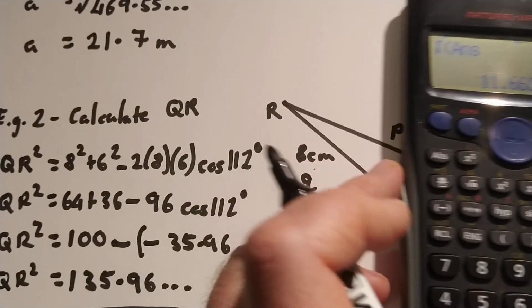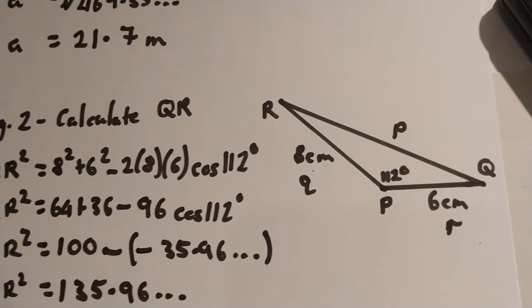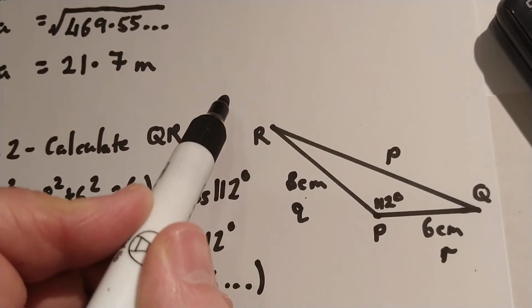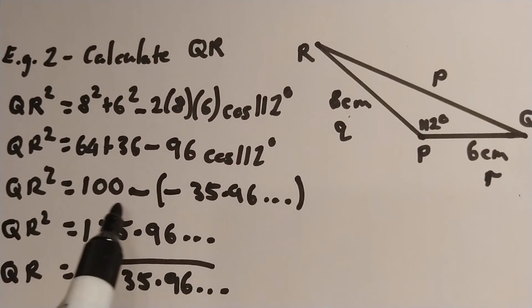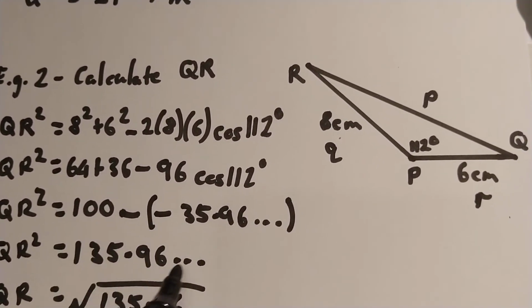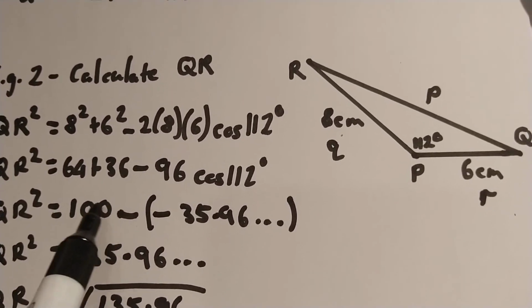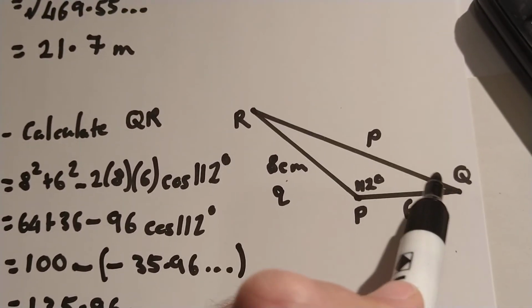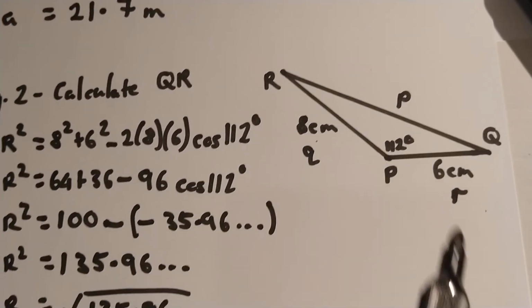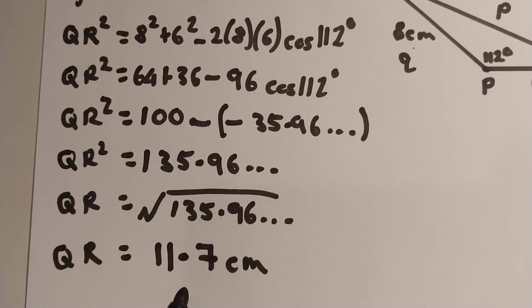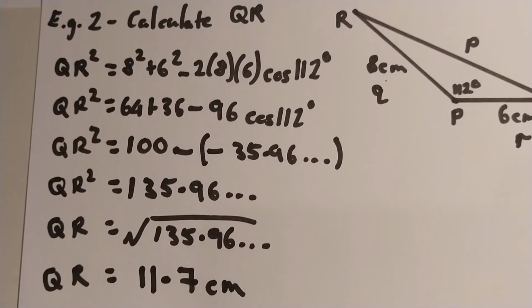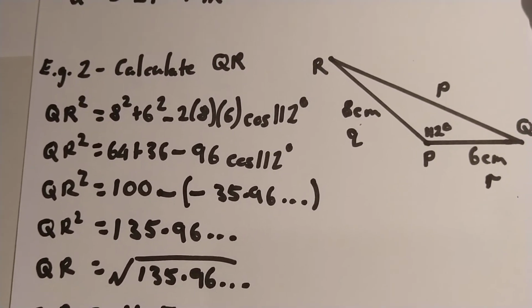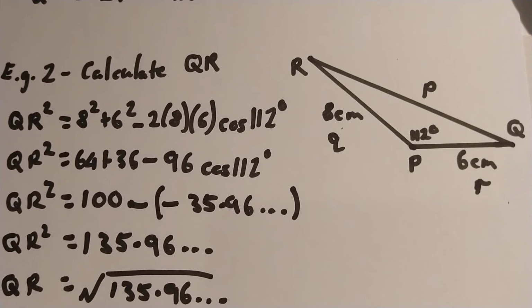Again, halfway through the calculation, I did not switch off my brain. I know this side must get bigger, so I know that when I get down to here, I cannot possibly get a smaller answer than my 100. So watch for the takeaway negative. It had to be something to make this side bigger. And then I get followed through to my 11.7 answer. And that's really as complicated as these questions can get.